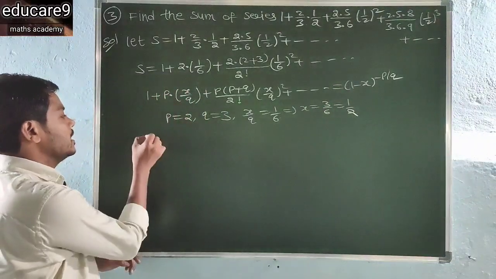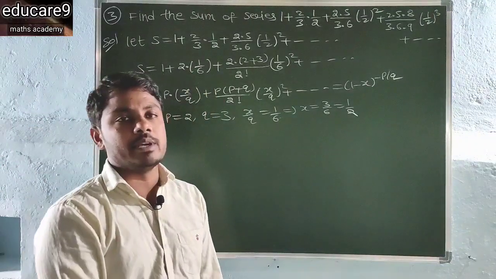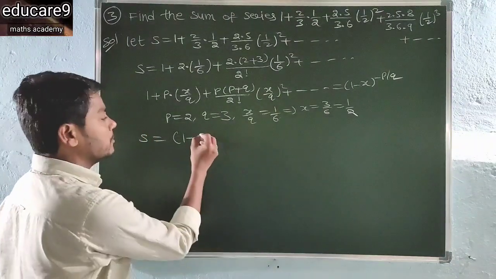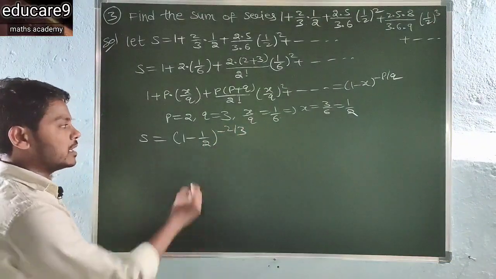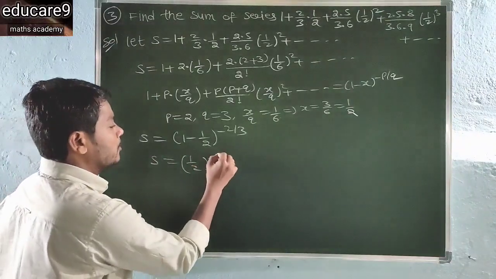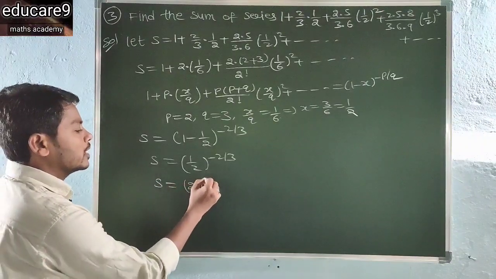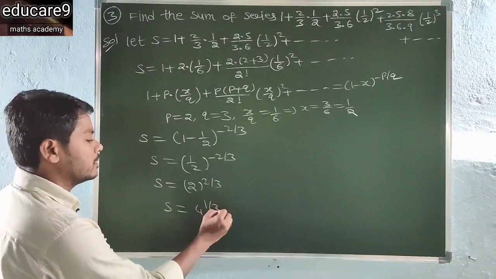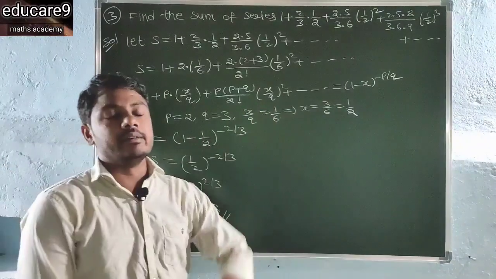So therefore S is equal to, how to write this? (1 minus x) to the power of minus p by q. So that is 1 minus x. So what is the x value? 1 by 2. So whole to the power of minus p by q, that is minus 2 by 3. So this is (1 minus 1 by 2), (1 by 2) to the power of minus 2 by 3. So clearly S is equal to what? 2 power 2 by 3. So clearly this is what? S is equal to 4 power 1 by 3. So this is the sum of the given series.